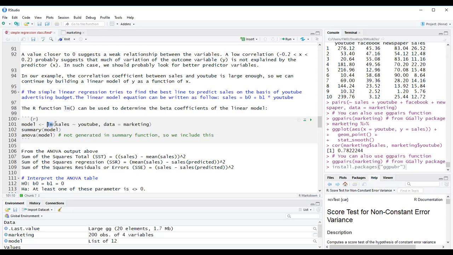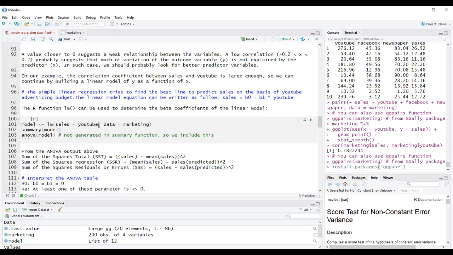What's the meaning of LM, guys? LM means linear model. The code requires that we first identify your dependent variable, then a tilde, and then your independent variable. Now we're only considering YouTube here as a predictor of sales. So this is called simple linear regression because we're only using one independent variable. In the next session, we're going to use multiple linear regression.